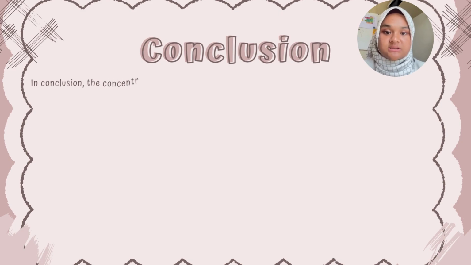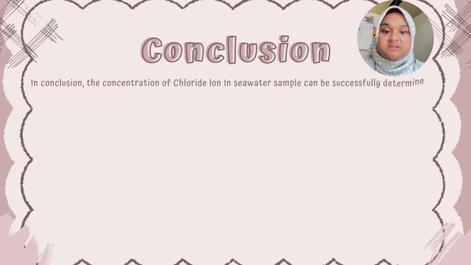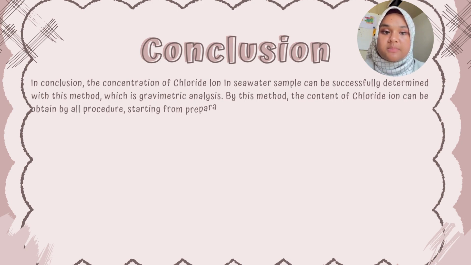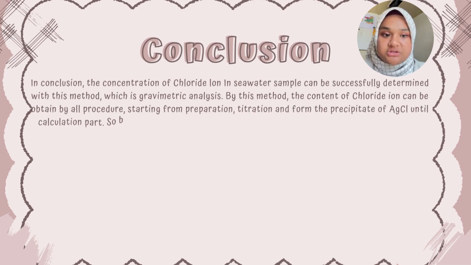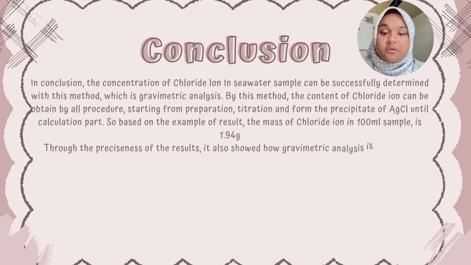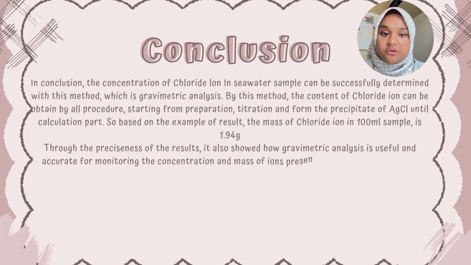So, in conclusion, the concentration of chloride ion in seawater sample can be successfully determined with this method, which is gravimetric analysis. By this method, the content of chloride ion can be obtained by all procedures starting from preparation, titration, and forming the precipitate of AgCl until the calculation part. Based on the example of results, the mass of chloride ion in 100 ml sample is 1.94 gram.